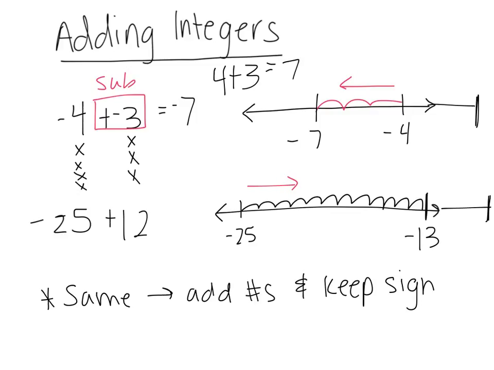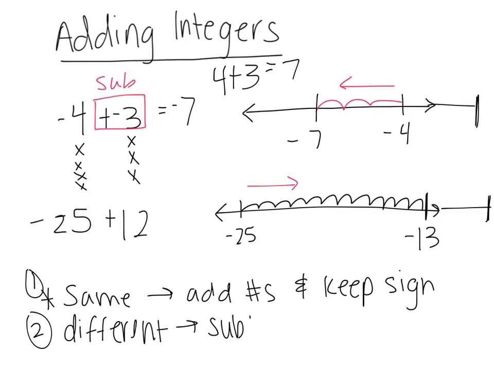Now on the second example, so this was the first example, on the second example, the two signs were not the same. So what we did was, as you notice, we got smaller in our number. 13, the actual number 13, is smaller than the number 25. So we took the things away. So what you do is, when the signs are different, you are going to subtract. So if you look right here, 25 minus 12, that is 13.